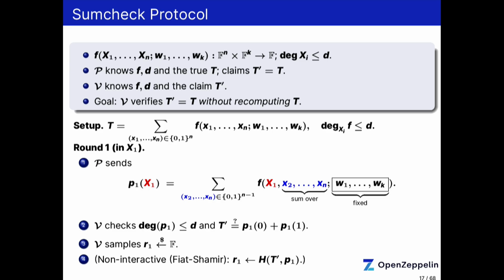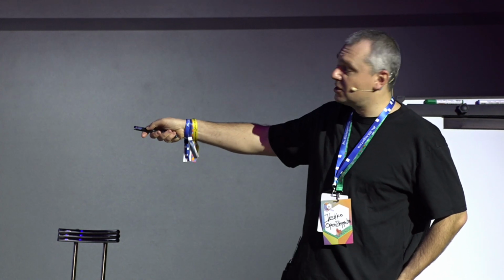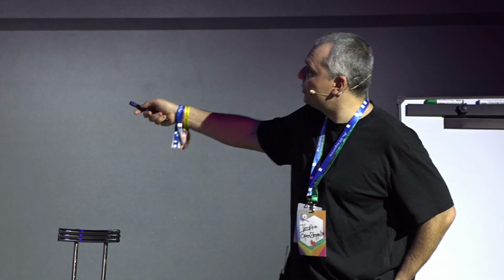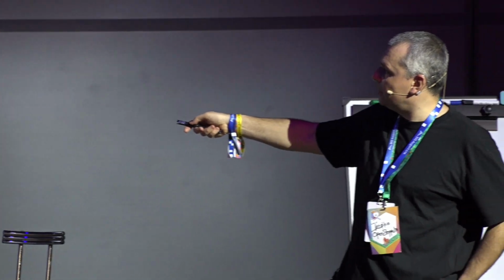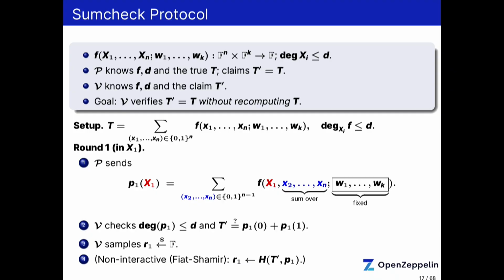So in a sense, you get something like this T prime, but it's another constant. Then the verifier, upon receiving this polynomial P1, first checks the degree, because the whole polynomial is bound by D, so this P1 of X1 must also be of degree at most D. And then the verifier performs this simple check.